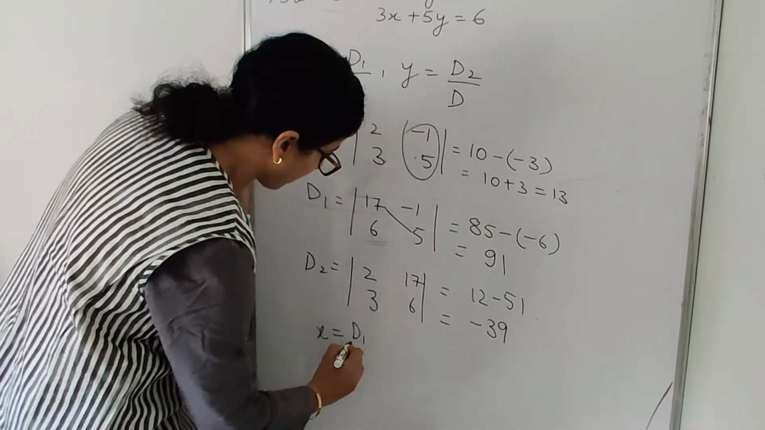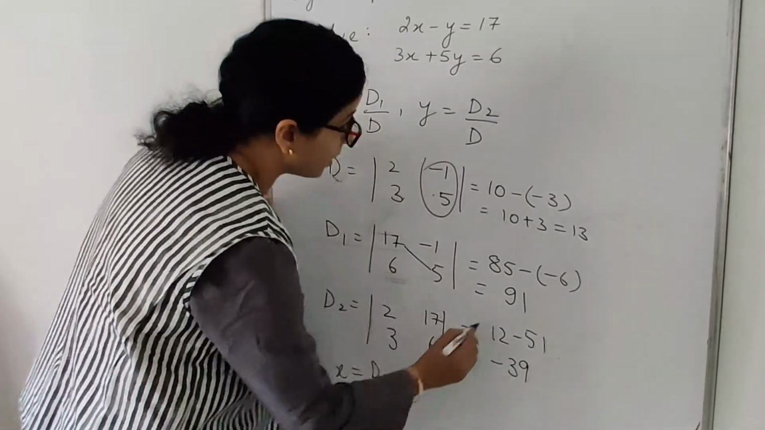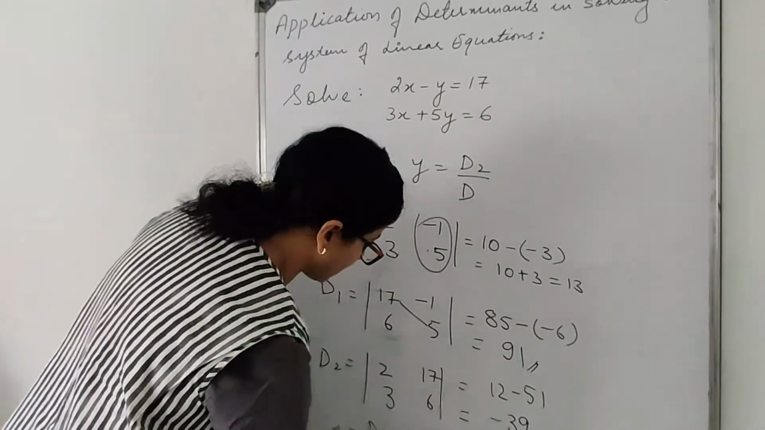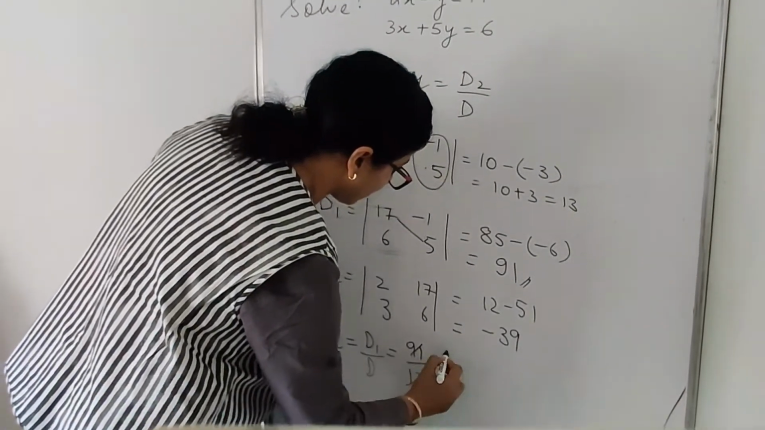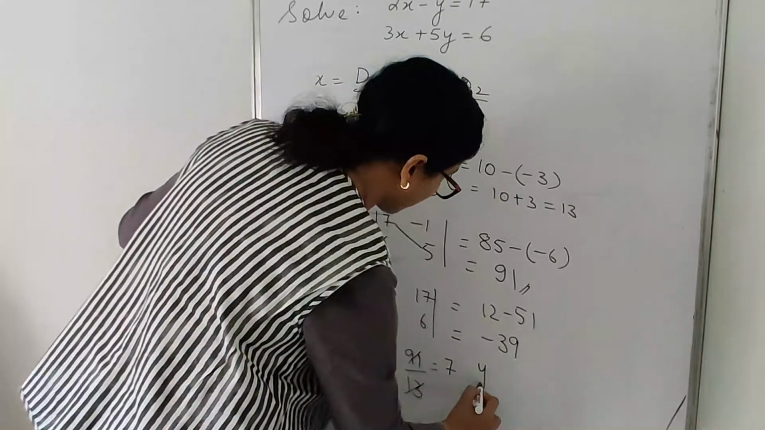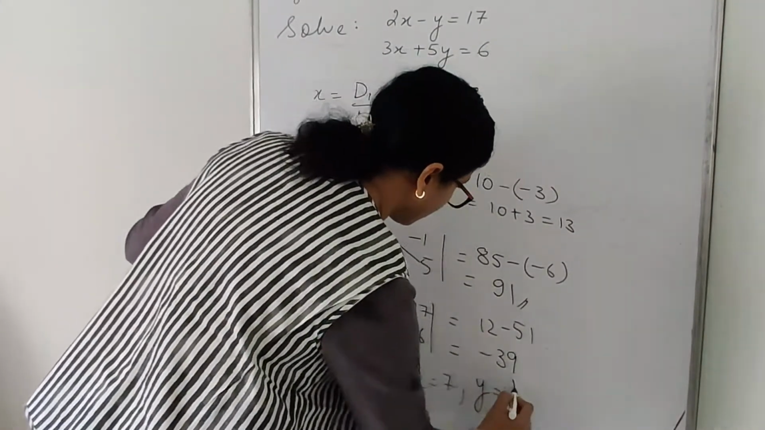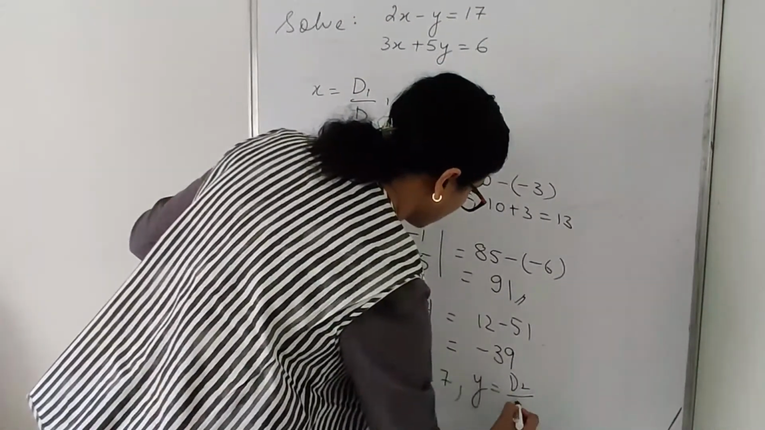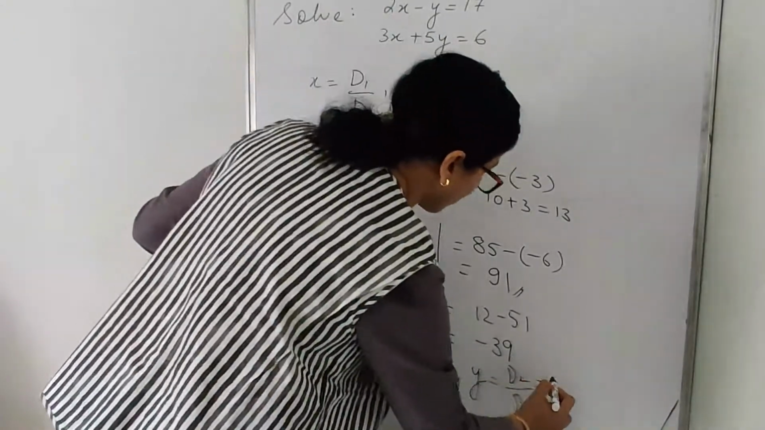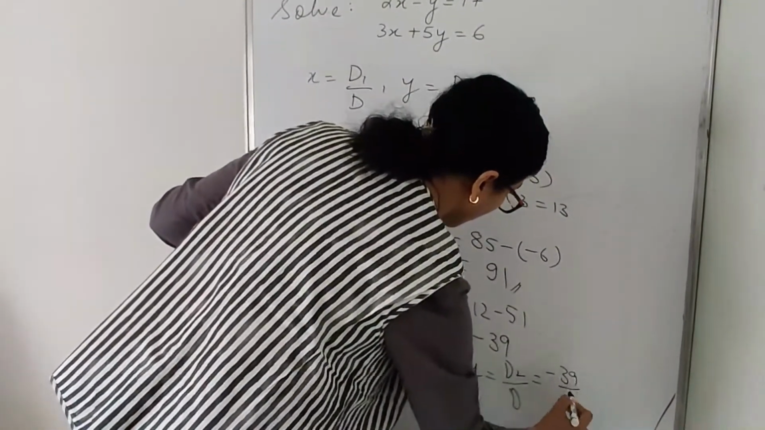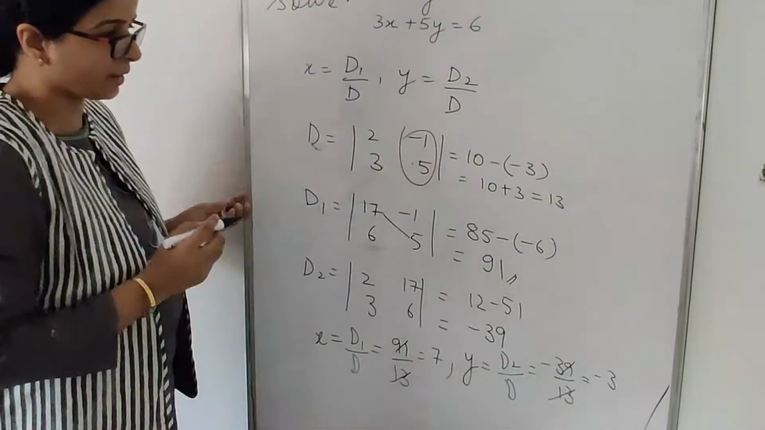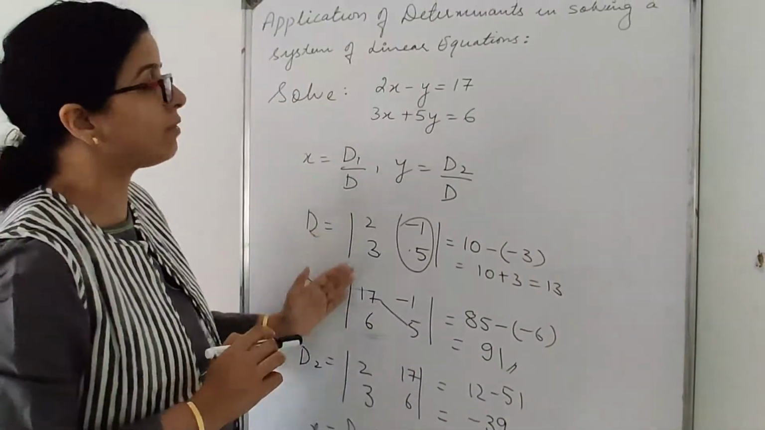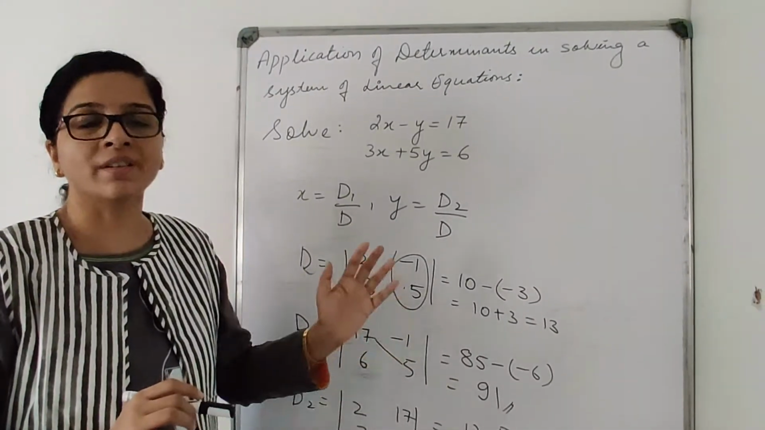So what is my solution? X is equal to d1 by D. What is my D1? D1 is 91 by 13. So what I am getting is 7. What is my Y? D2 by D. So what is D2? Minus 39 by 13, which is equal to minus 3. Clear? So this is the way we have to solve the equations using Cramer's rule.